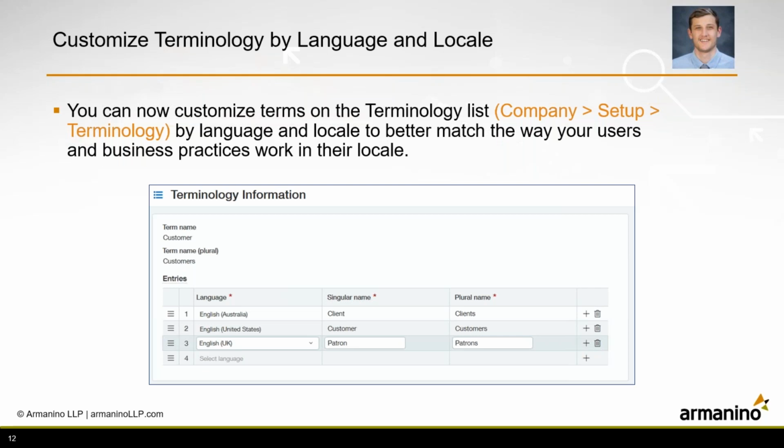Say if you are in a company where you have multiple different locations, sometimes all around the world. So for instance, you can change the term customer to client for the English Australia language and locale. You can change customer to patron for the English UK language and locale, but you can leave it as customer for the English US language and locale, which is demonstrated here in the screenshot below. So some really cool new customization that you can use to tailor the experience to your users if you are using different terms in different locations.